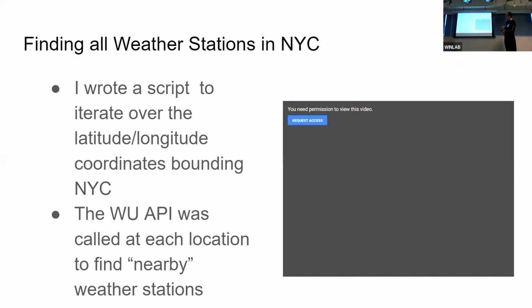Okay, there's a video animation here. I guess it's not showing, but basically you iterate over each of the latitude-longitude coordinates. Unfortunately, Weather Underground doesn't allow you to get all the personal weather stations directly, so you have to use what's called the near API to get nearby weather stations.